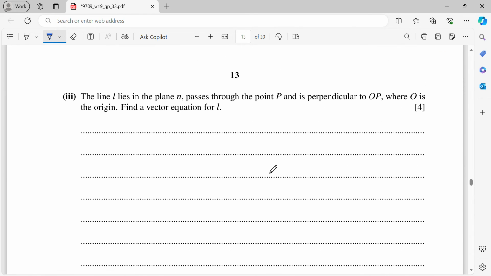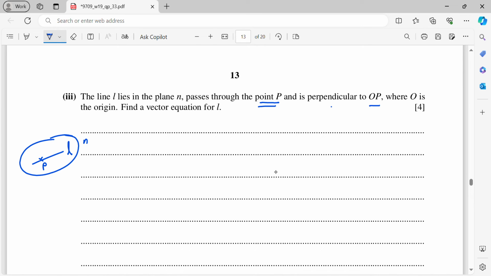Okay, now for question 3, the line L lies in the plane N, passing through point P and perpendicular to OP, where O is the origin. Find the vector equation for the line L. Okay, let's say this is the plane N, and the line L passes through point P and is perpendicular to OP.